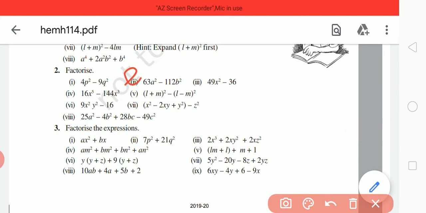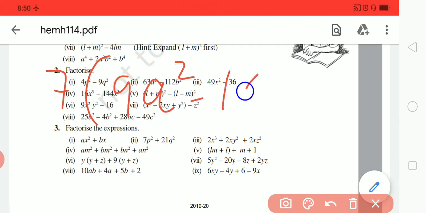Here you can see you have been given 63a square minus 112b square. You know that a number having unit digit 2 or 3 is not a perfect square. So we have to check whether they have some common factor. Yes, they have common factor 7, because 7 nines are 63. When you divide 112 by 7, you get 16, and 16 is a perfect square number. So you can take 7 as the common, and you will get 9a square minus 16b square.